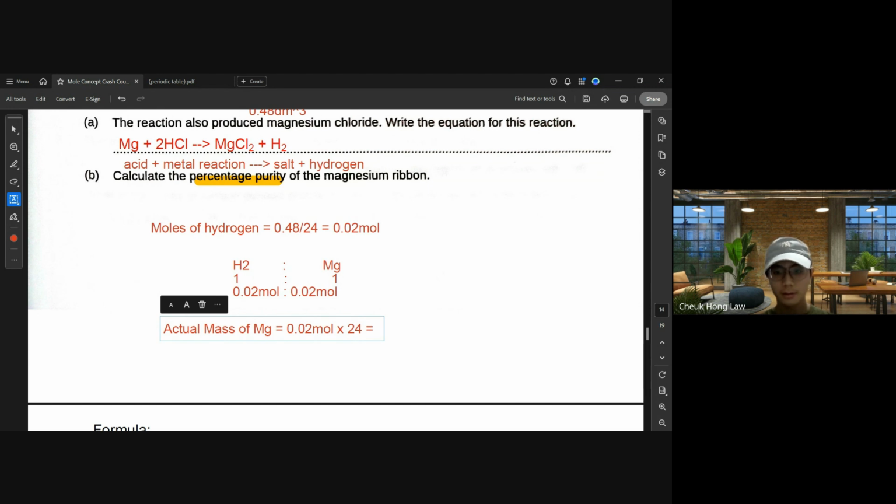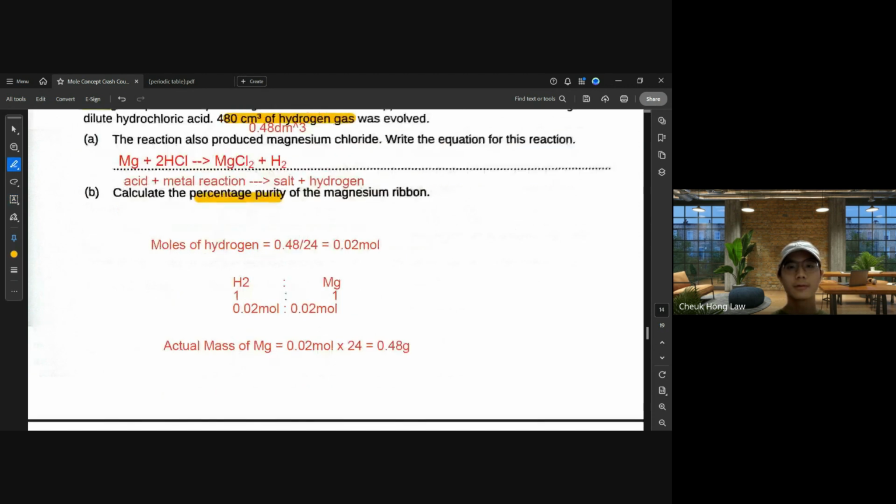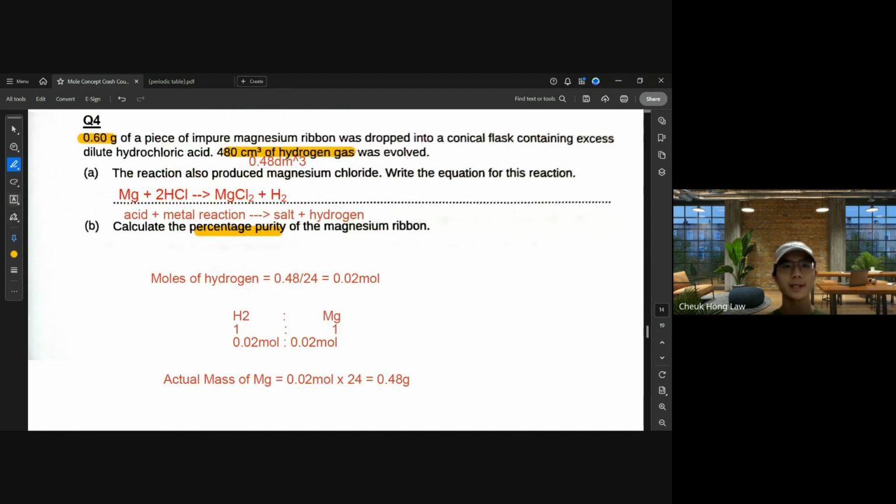0.48. Okay, so this is the actual mass of magnesium. Now I look at the original mass. Original mass is 0.60. Okay, so I can compare it and actually find the percentage purity.